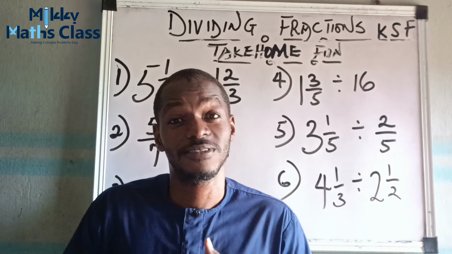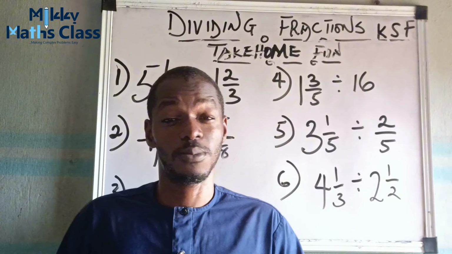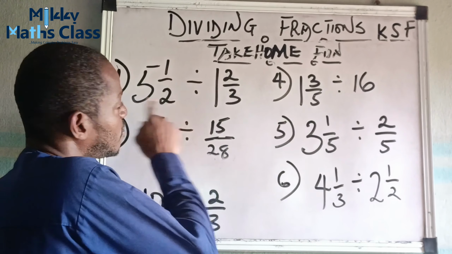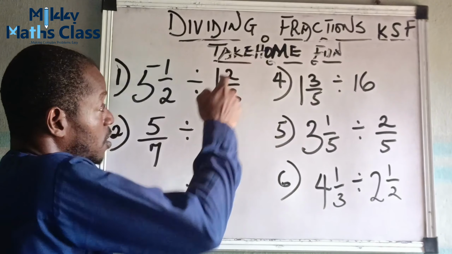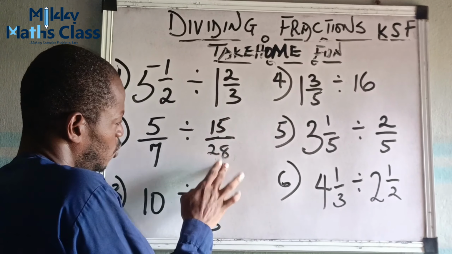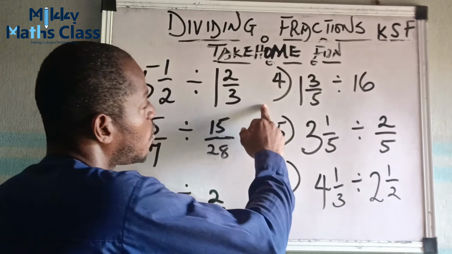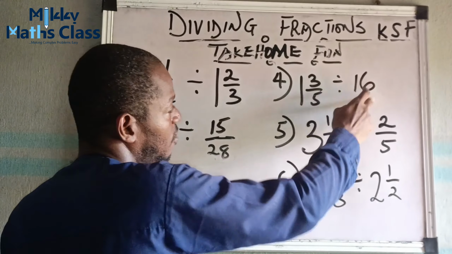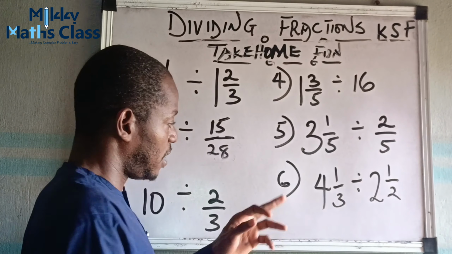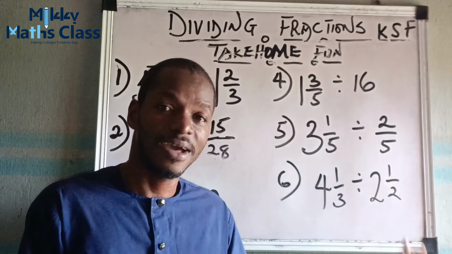Alright, I hope you have enjoyed today's class. Just like in our usual style, before we go, here's a list of take-home fun. You can practice at your leisure time. Let's go. The first one is 5 and 1/2 divided by 1 and 2/3. The second one, 5/7 divided by 15/28. The third one, 10 divided by 2/3. The fourth one, 1 and 3/5 divided by 16. The fifth one, 3 and 1/5 divided by 2/5. And the last, last but not the least, 4 and 1/3 divided by 2.5.